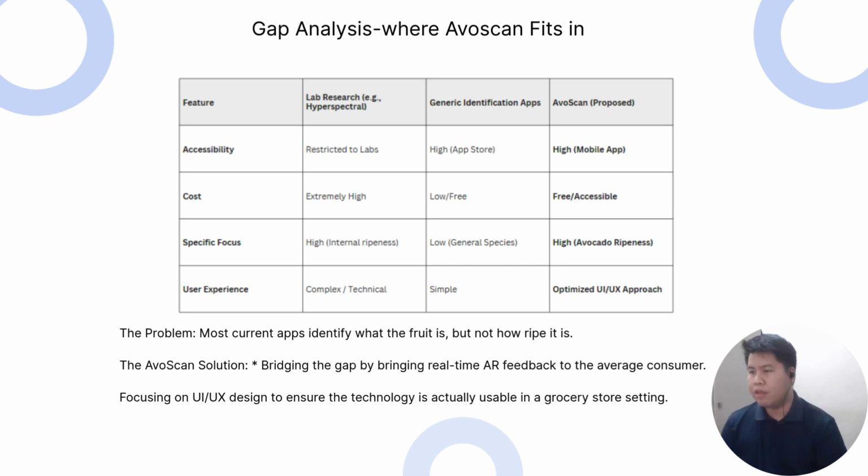For gap analysis, the problem is that most current apps identify what fruit it is, but not how ripe it is, while the AvoScan solution bridges the gap by bringing real-time AR feedback to the average consumer, with a focus on UI/UX design to ensure the technology is actually usable in grocery store settings.